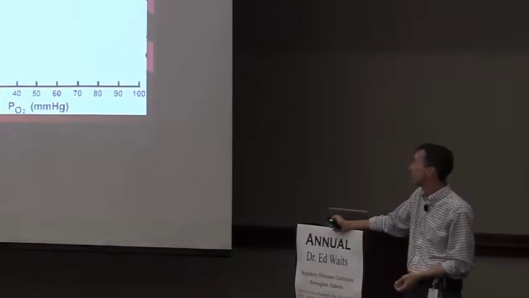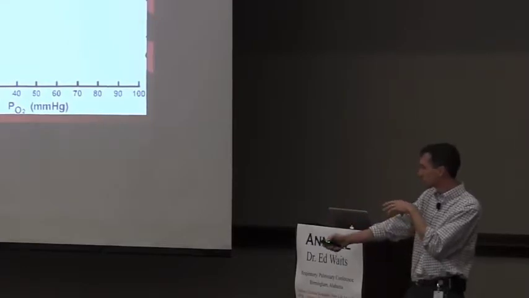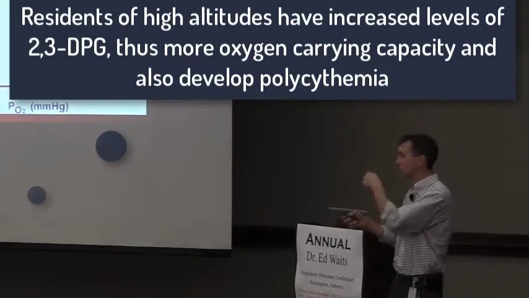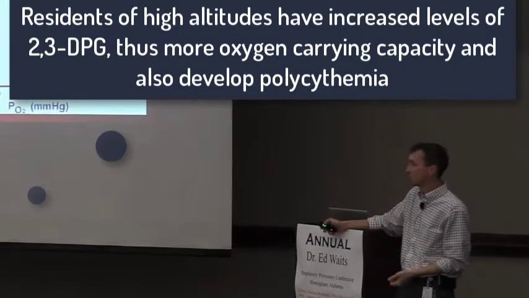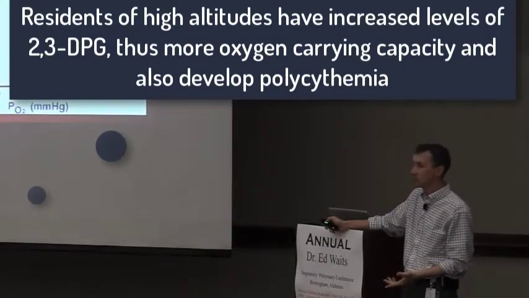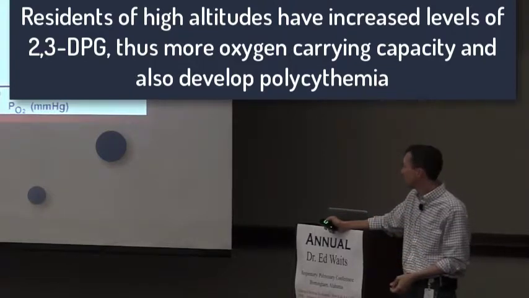The other thing here is this DPG, or 2,3-DPG, which is a molecule in your red cells that moves the curve to the right. And that's the thing that's high in residents of high altitude, that allows the oxygen to get off of the hemoglobin easier.